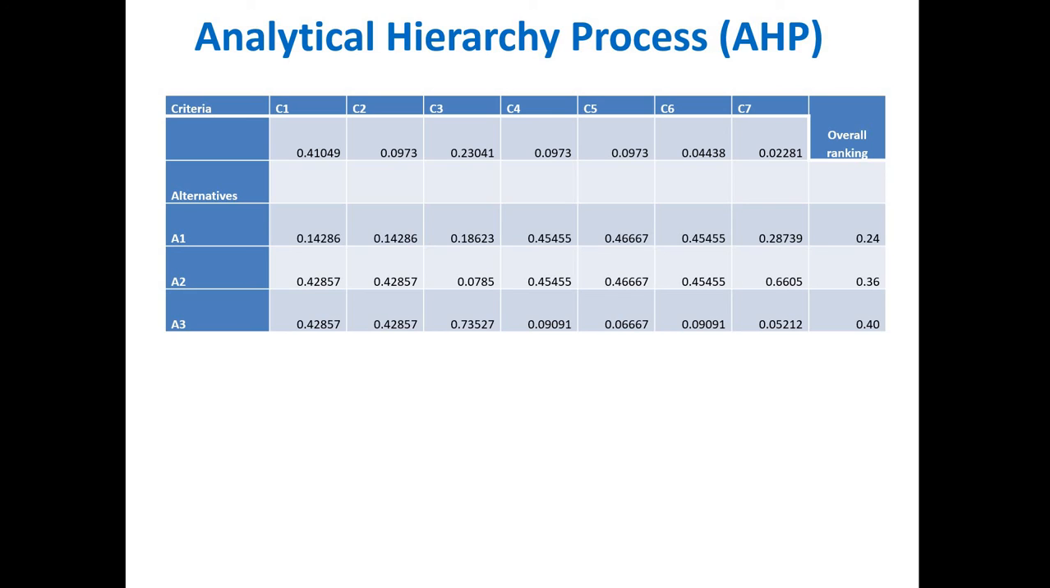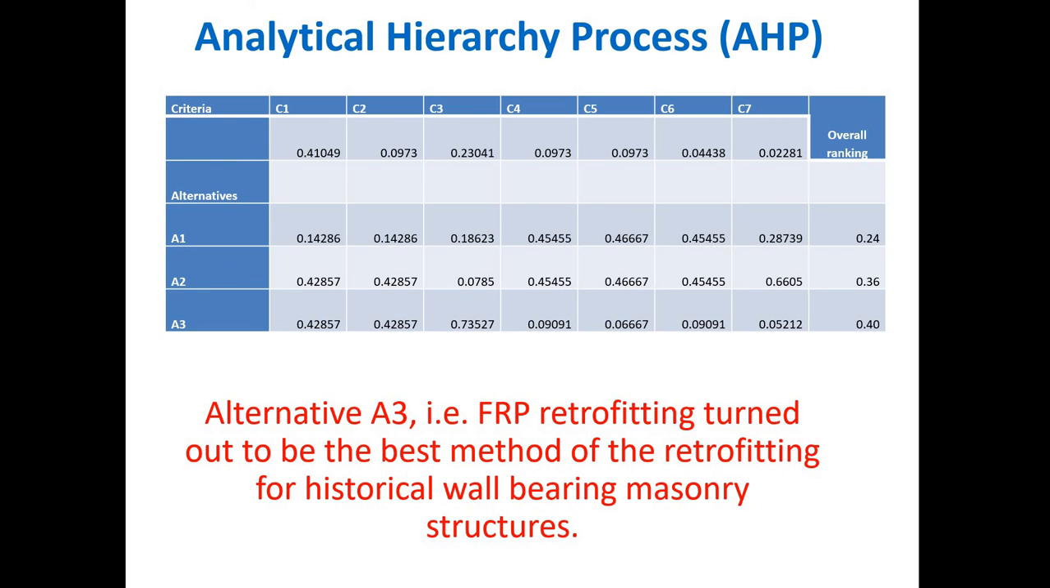From the table, you can see the overall ranking of A1 is 0.24, A2 is 0.36, and A3 is 0.4. So by the AHP analysis, alternative A3, that is FRP retrofitting, is the best method of retrofitting for historical load-bearing masonry structures.